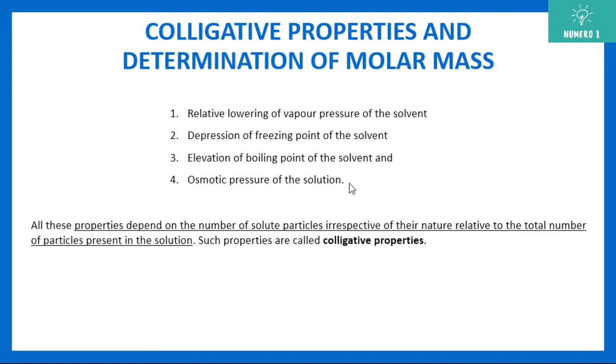the solution. Now all these properties depend on the number of solute particles. Whatever you add, that is the solute particle, irrespective of its nature, it is relative to the number of particles present in the solution. So basically it just depends on the number of solute particles that you have put in. That's why we call them colligative properties. Now let's focus on the first property, that is relative lowering of vapor pressure.